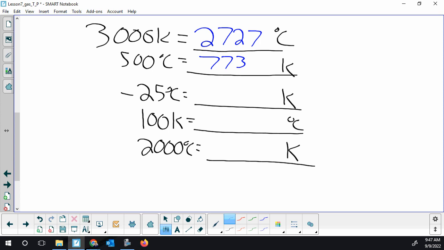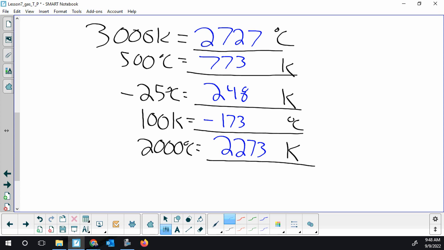You just have to watch your integers. You got a negative number, and then you're adding to it. 248 Kelvin. Kelvin to the smaller degrees Celsius, 100 Kelvin, which is pretty cold, way colder than it's ever been on our planet. We subtract 273, so we get negative 173. And 2000 degrees Celsius to the bigger Kelvin, so we add 273.